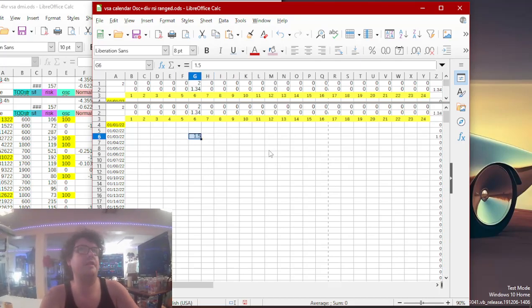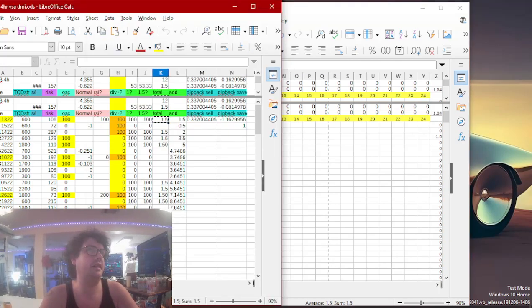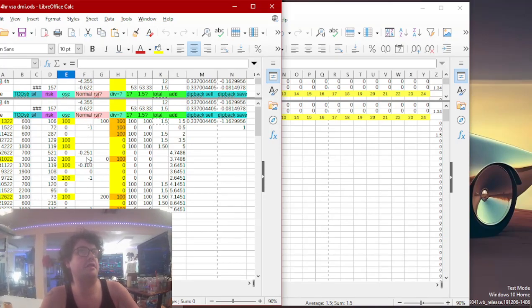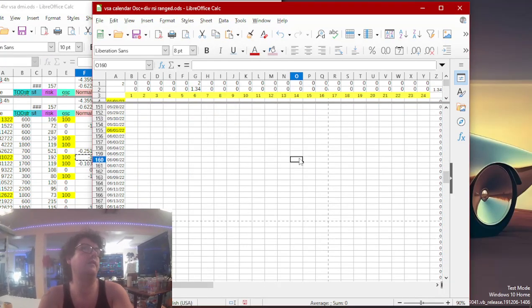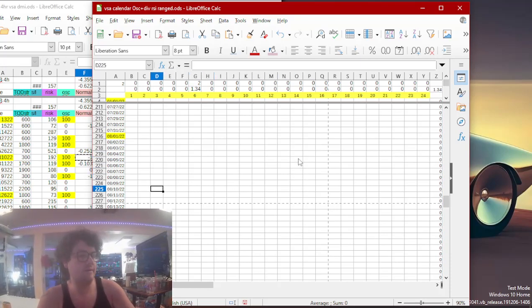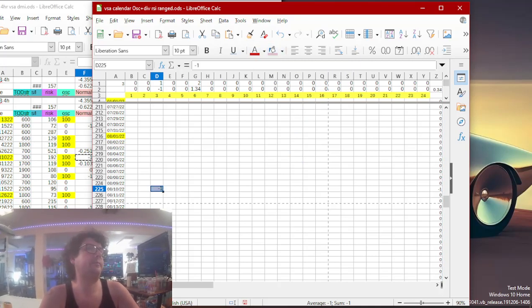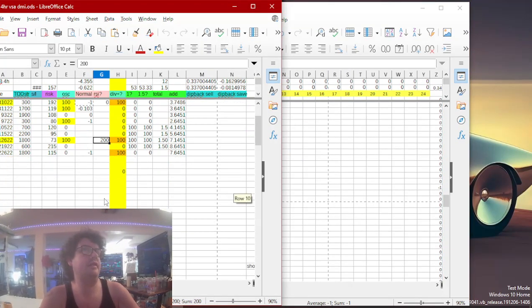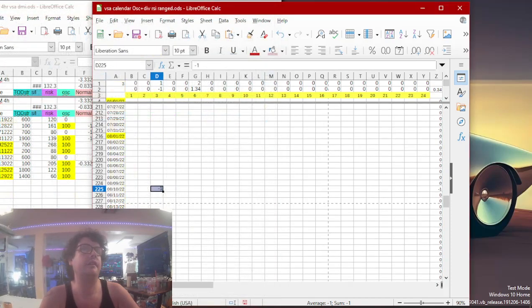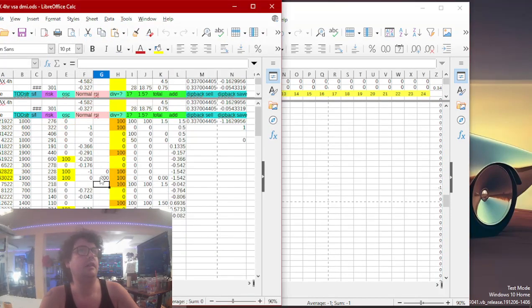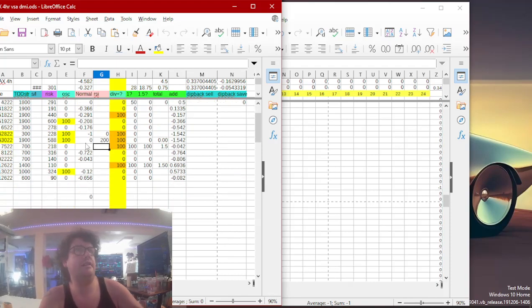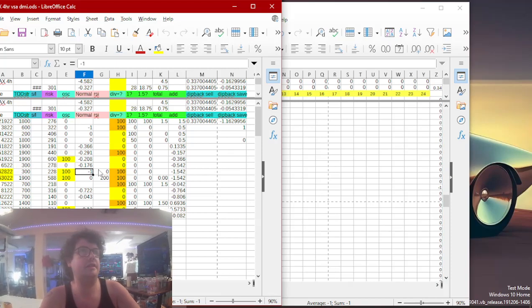Each of these columns is for a different hour of the day. That's how we're breaking it down. We're going to use this information to see where the trade's initiated and stuff. 810.3. Yup. And this last one is a 200, so that will not be recorded. All right, so we got one valid trade here.